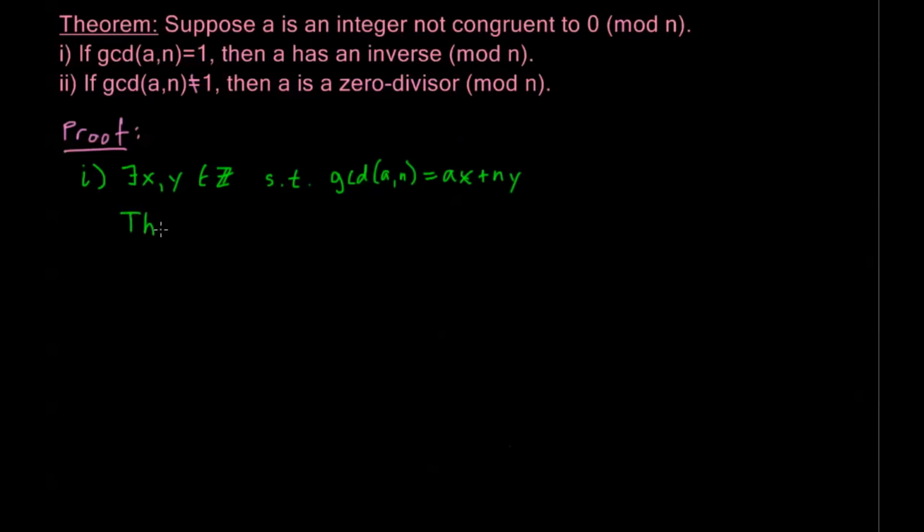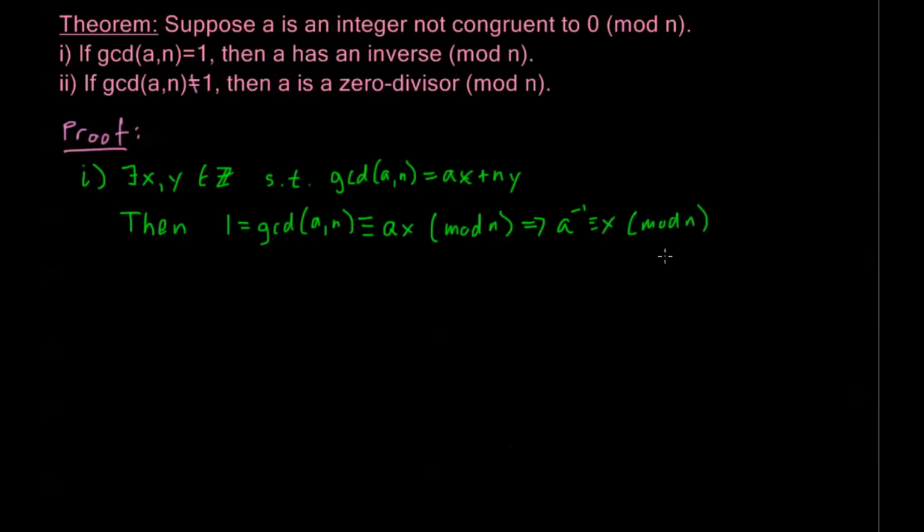Well, since my GCD is 1, then 1 equals the GCD of a and n. But now modulo n, ny is congruent to 0, because n divides n, so ny is congruent to 0. So the GCD of a and n is congruent to ax mod n. So I'm getting that a times x is congruent to 1 mod n. This reads both directions. So this implies that a inverse is congruent to x mod n.